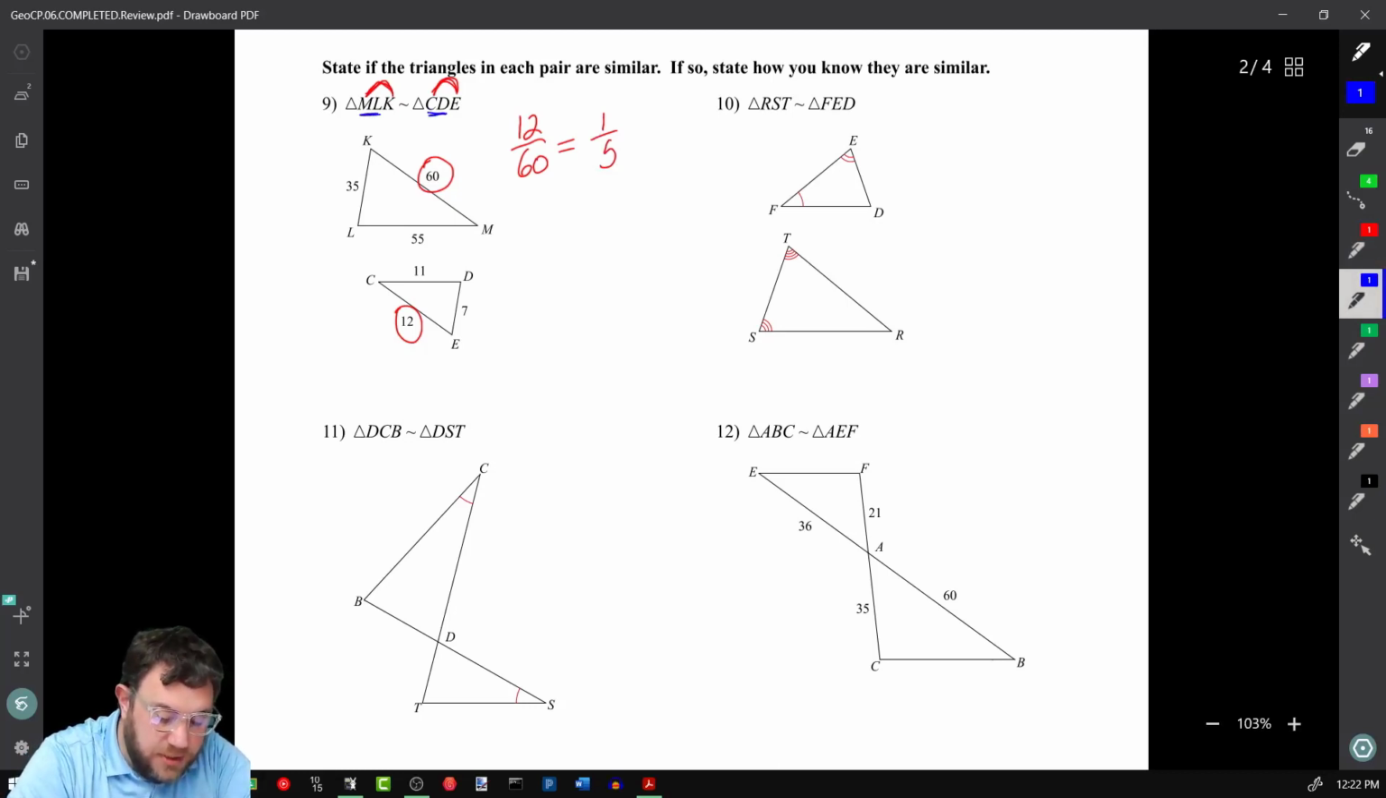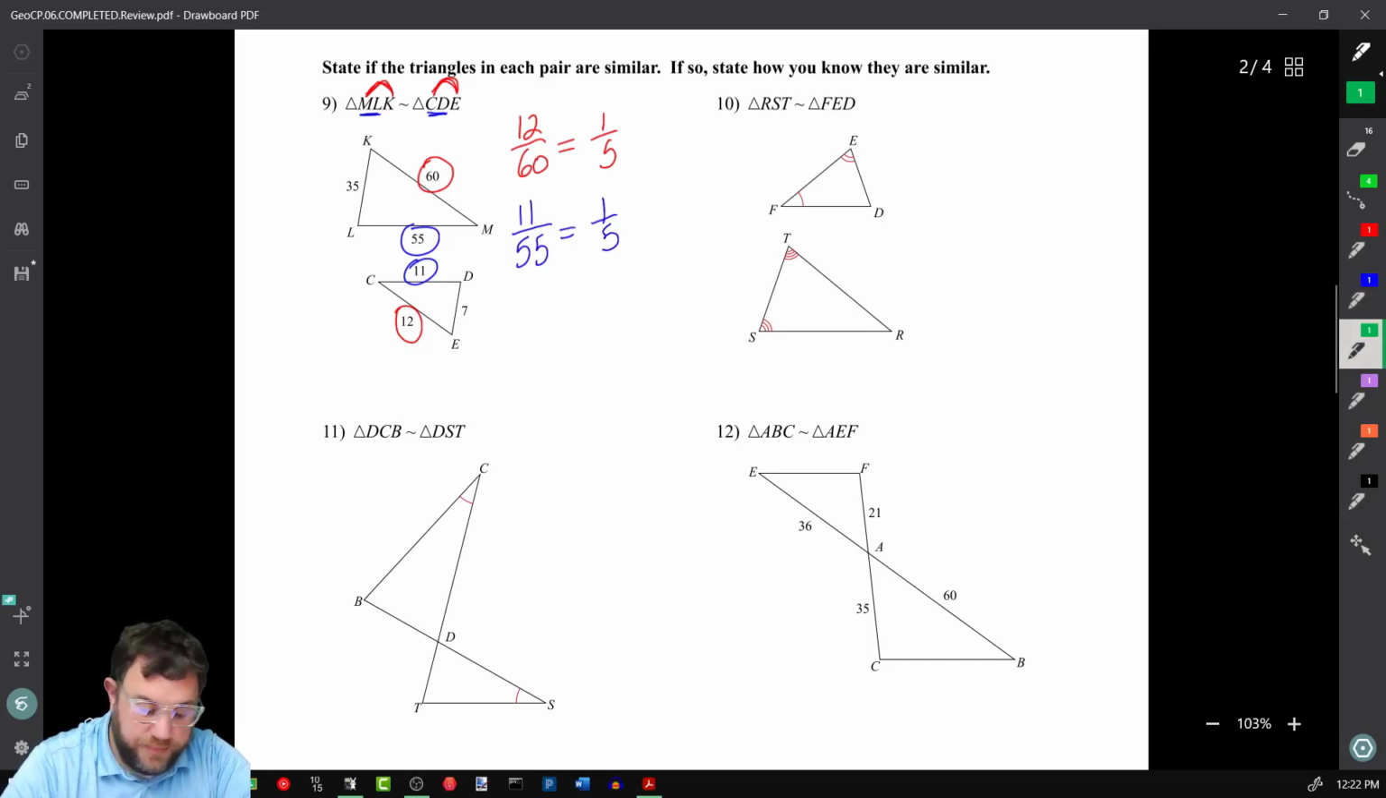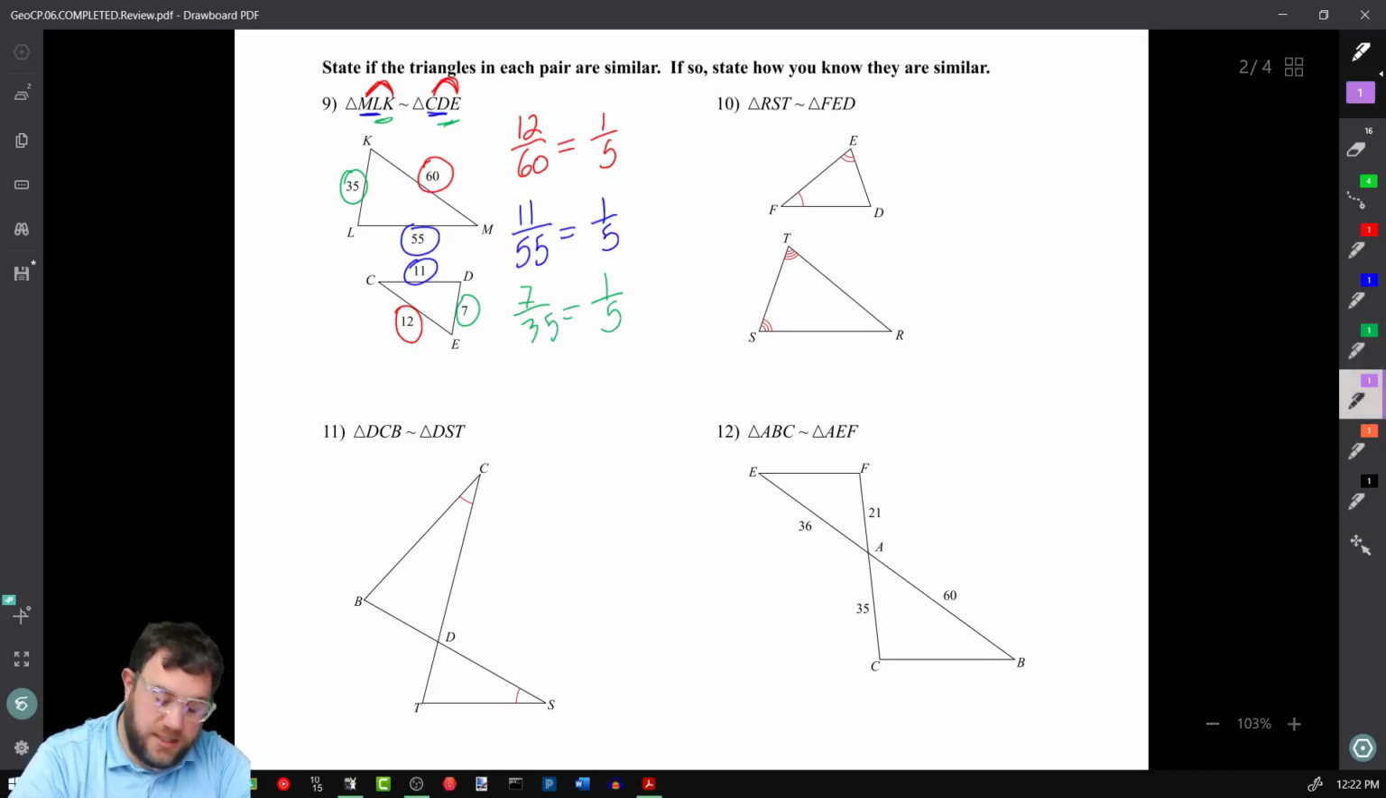Our next one, ML, that's our middle side. And CD, that's our middle side. We want to match those up. 11 over 55, that also reduces to 1/5. And then LK and DE, those are our shortest sides. That's 7 over 35, and that reduces to 1/5. So yes, these are similar by side, side, side, similarity.